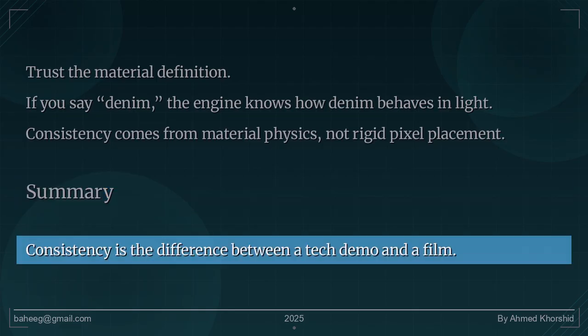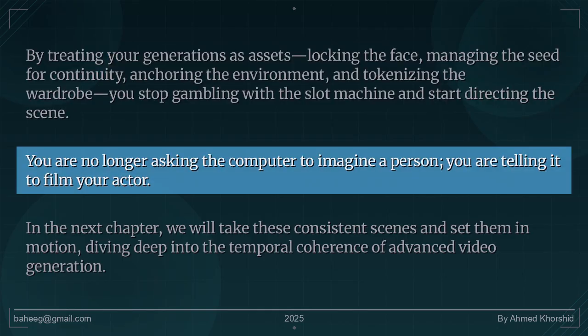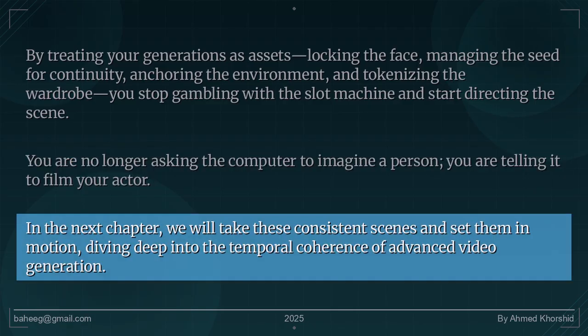Summary. Consistency is the difference between a tech demo and a film. By treating your generations as assets, locking the face, managing the seed for continuity, anchoring the environment, and tokenizing the wardrobe, you stop gambling with the slot machine and start directing the scene. You are no longer asking the computer to imagine a person, you are telling it to film your actor. In the next chapter, we will take these consistent scenes and set them in motion, diving deep into the temporal coherence of advanced video generation.